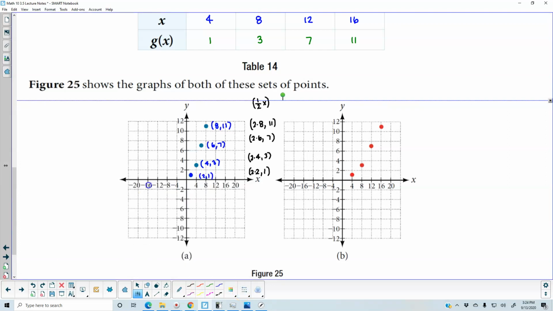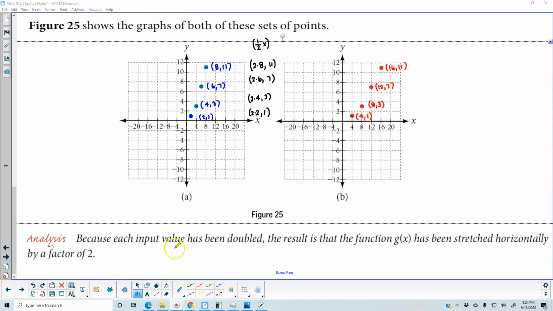Here we got 4, because 2 times 2 is 4, and then 1. Over here, 2 times 4 gave us 8, with an output of 3. And then 2 times 6 is 12 with an output of 7. And 2 times 8 gave us 16 with an output of 11. So because each input value has been doubled, the result is that the function has been stretched horizontally by a factor of 2.